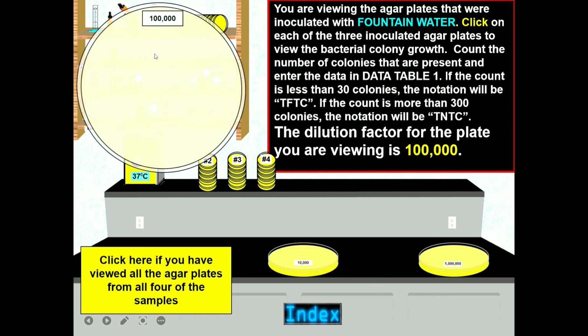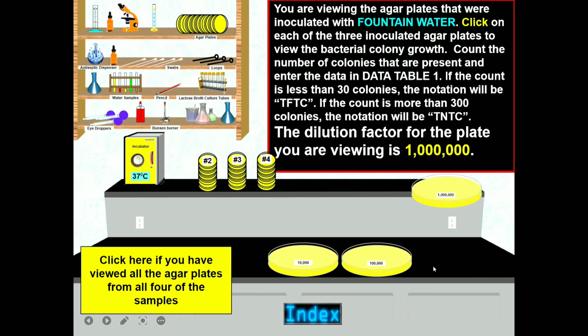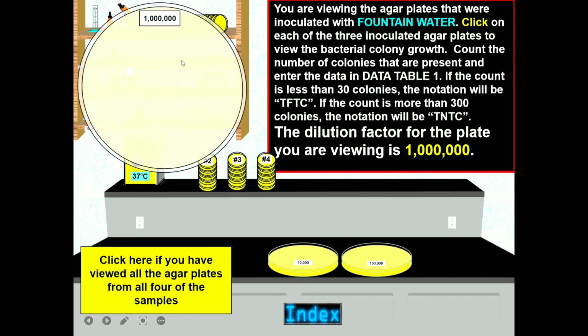So in this plate we have 1, 2, 3, 4, 5, 6, 7. We have 7 colonies grown in this plate, and continue with the last plate. In this plate we can only see 1 viable colony.